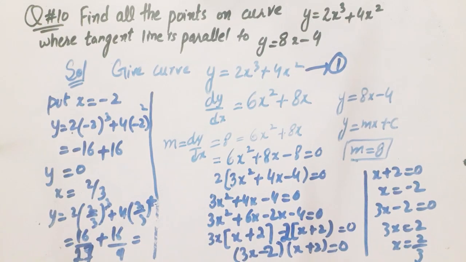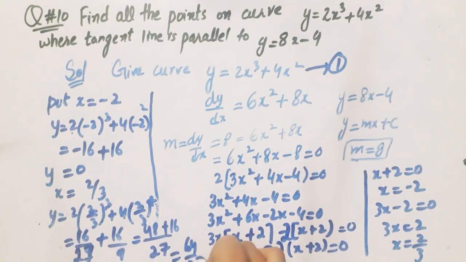So 16 by 27, now you will take the LCM, that is 27, and then 16 multiply 3 is 48. So 48 plus 16, you will get 64 by 27. So this is equal to 64 by 27.